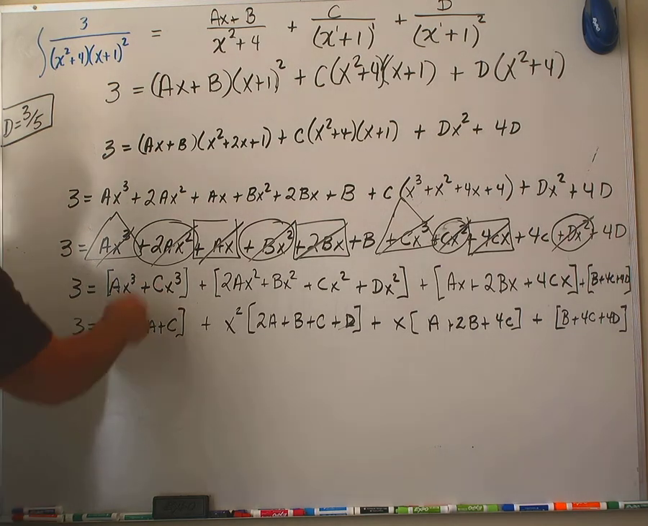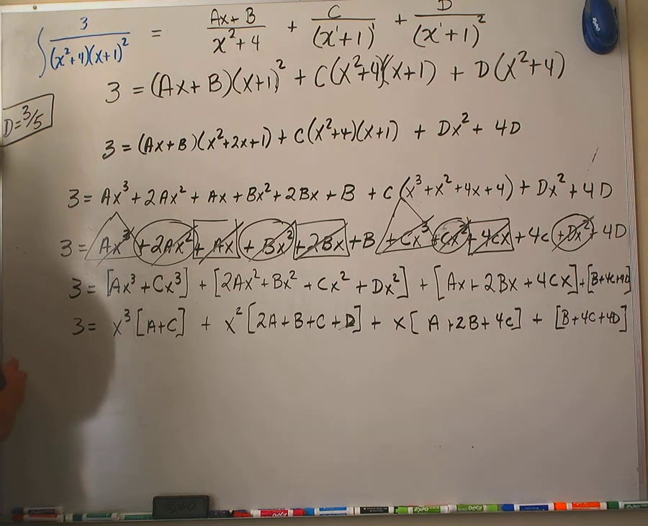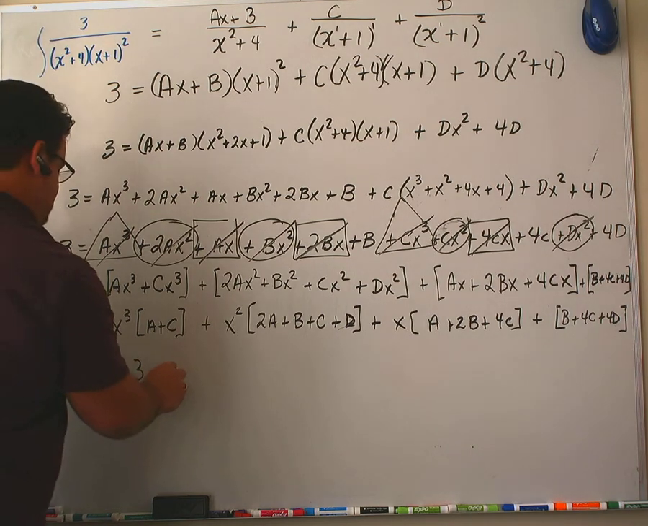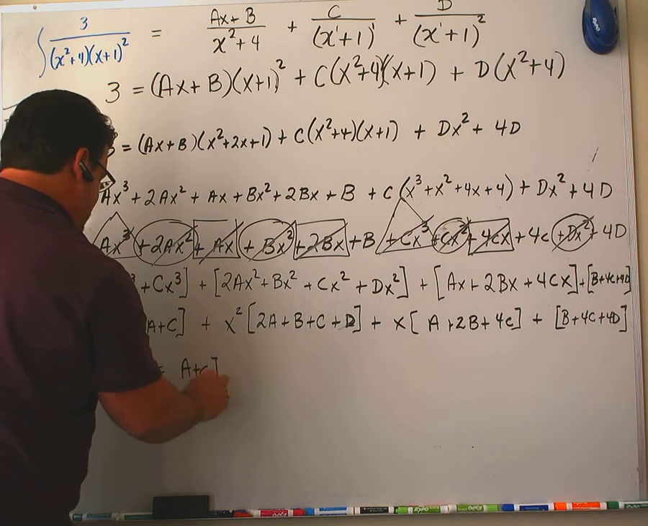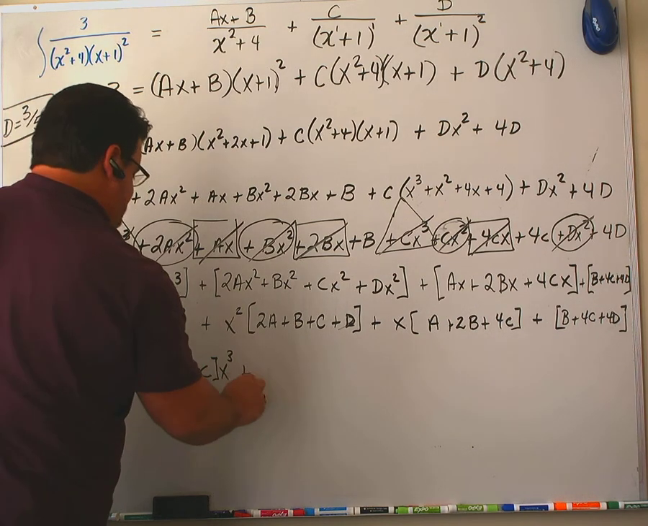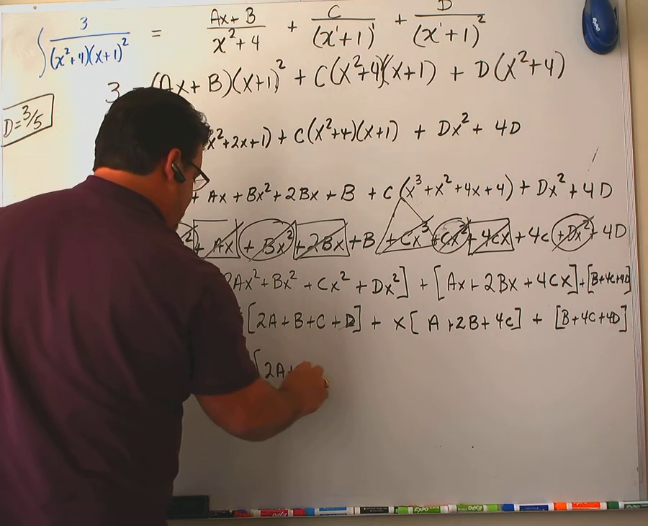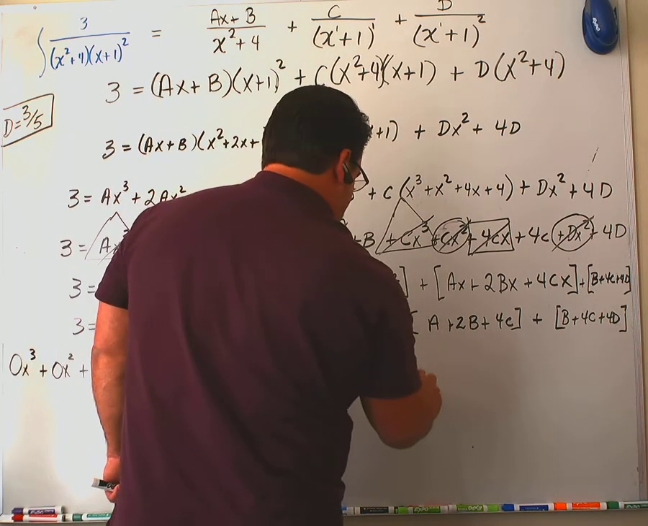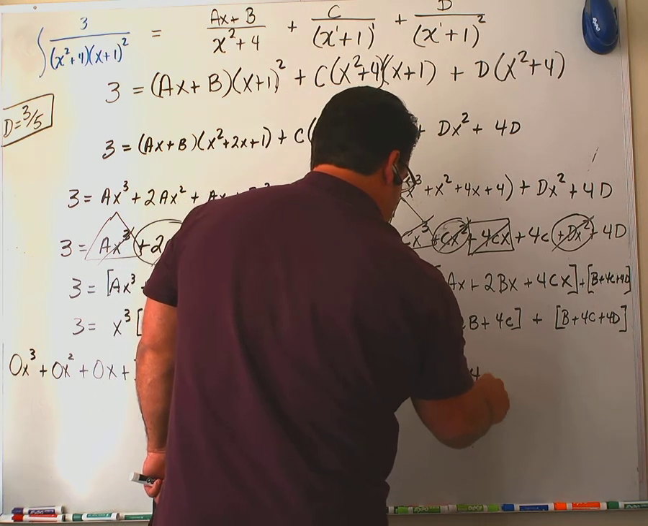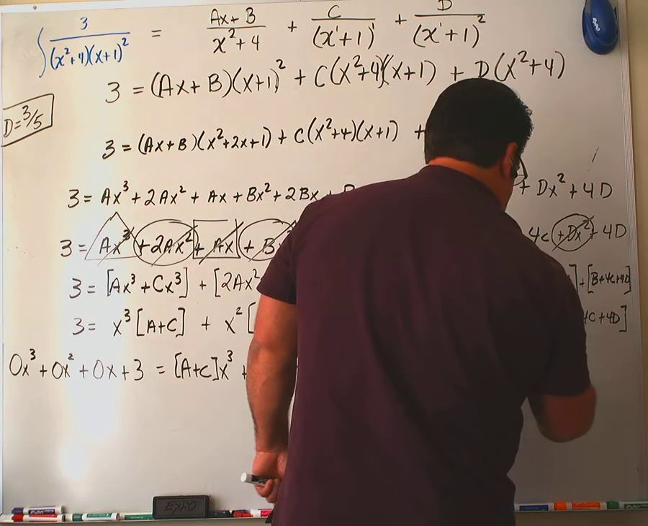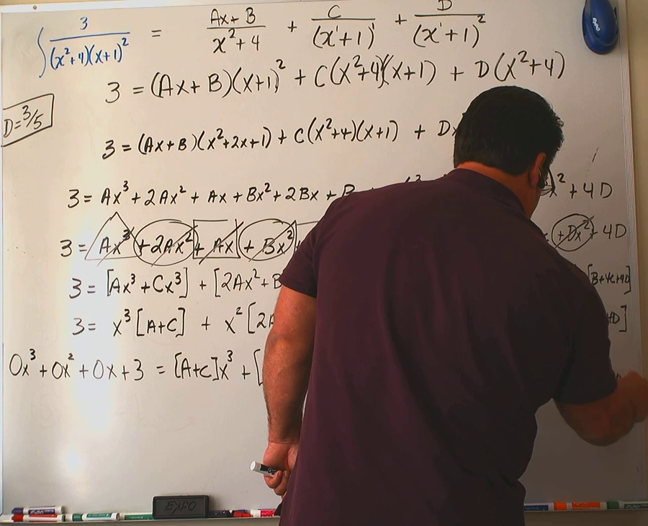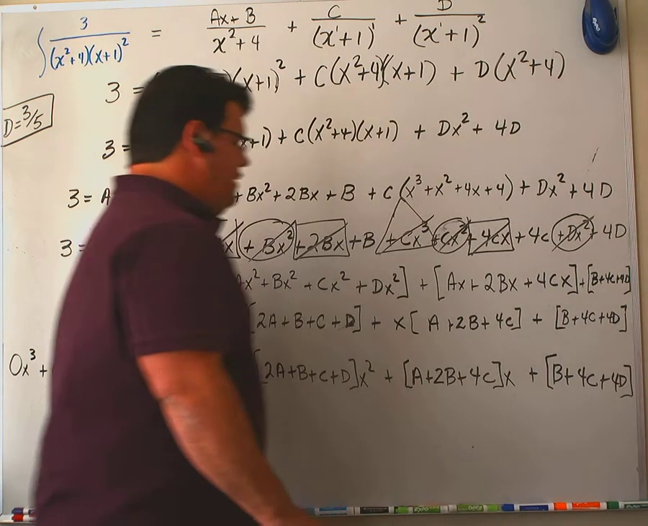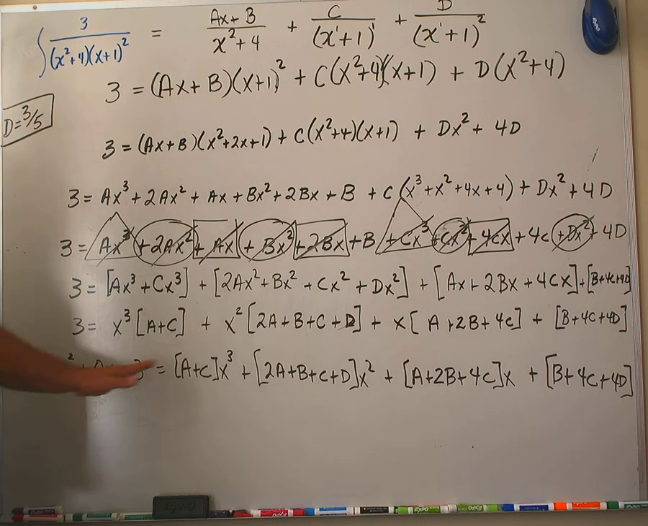So what I'm going to do is rewrite everything, and make it easier for you. 0x cubed plus 0x squared plus 0x plus 3 is equal to a plus c times x cubed plus 2a plus b plus c plus d times x squared plus a plus 2b plus 4c times x plus b plus 4c plus 4d, and that is the constant. Now the reason I did that was because now you have equivalent coefficients.